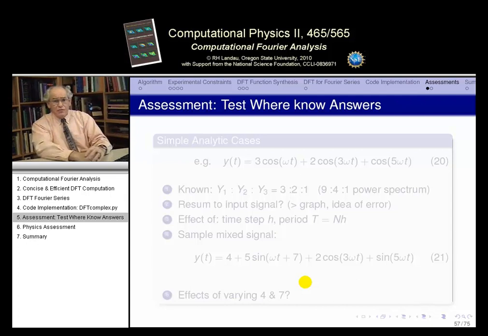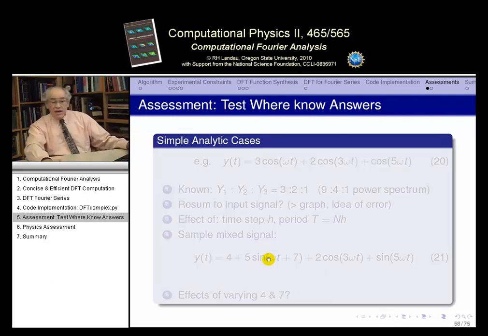Whenever you do a Fourier transform on a computer, even if you're using a canned program, which most of you will be, at this time in life you should at least write your own, look inside the black box, see what's going on. So whatever program you use, always test it on a simple case, because you'll test it on sophisticated cases, but you're not sure what the answer is. So do an analytic case whose answer you know. So here's a simple analytic case we give you as an exercise.